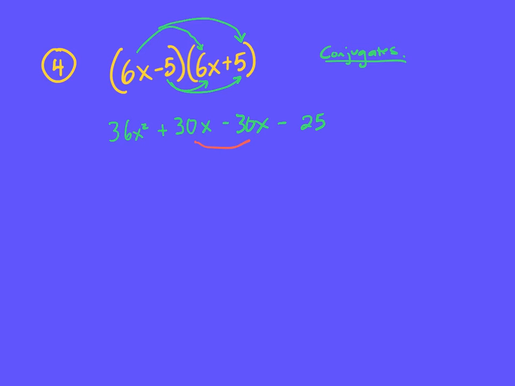Here, these two cancel each other out. 30x minus 30x, they cancel out. And that's what happens with conjugates when you FOIL. Always the outer and inner, the middle two terms, end up canceling. So ultimately, we end up with 36x squared minus 25. So you could have gotten that even without knowing that these were conjugates, even without knowing that the two middle terms cancel. You would have realized 30x minus 30x just turns into 0.